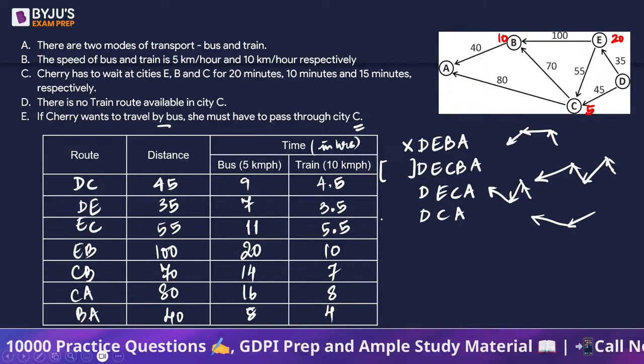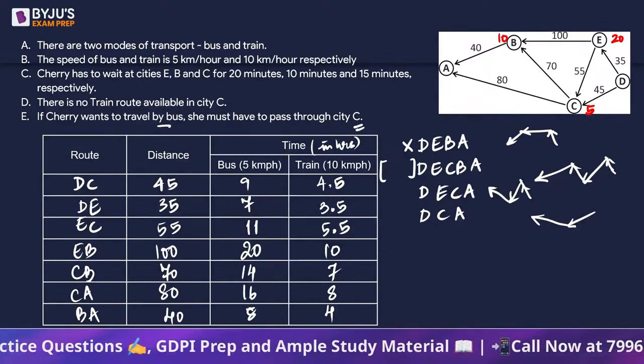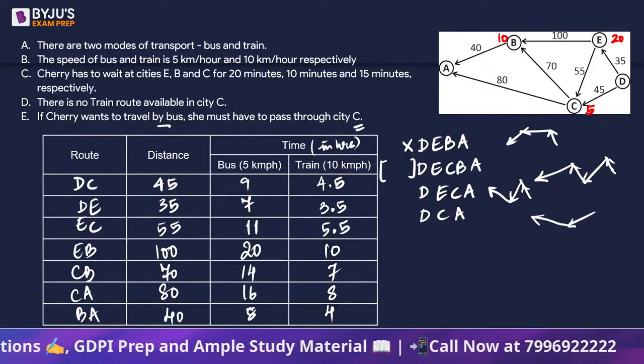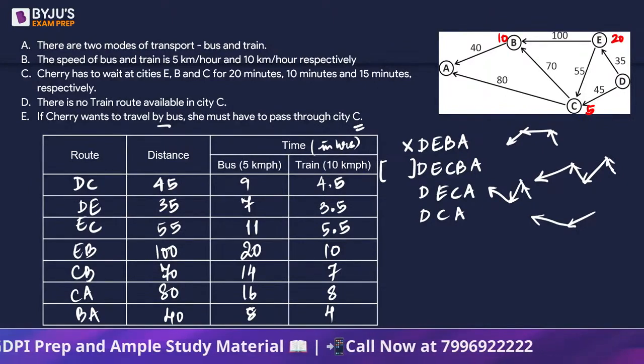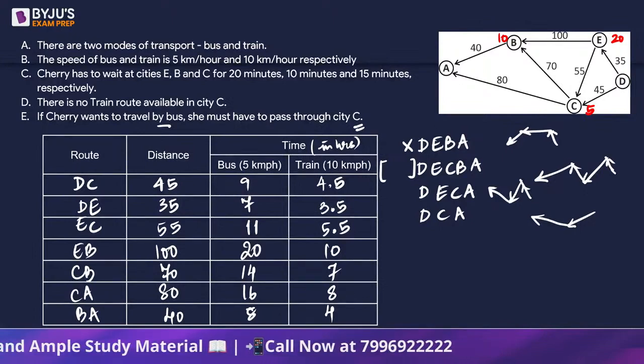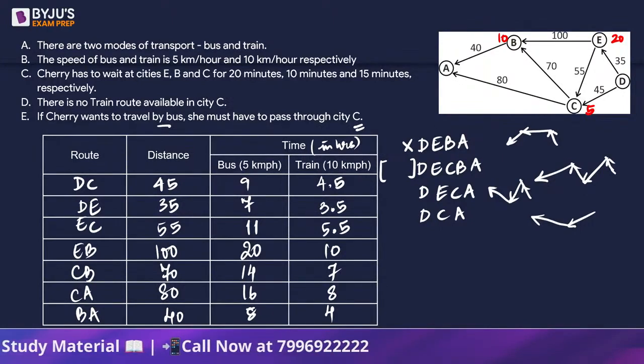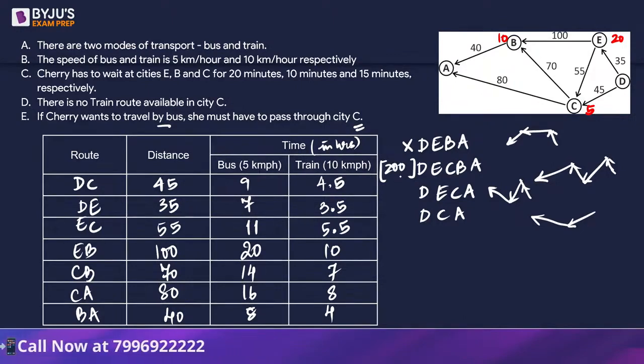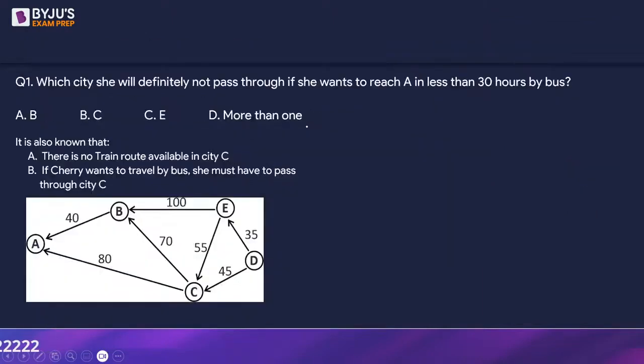Combination नहीं चाहिए, right? So DE is 35, EC is 55, so that is 90. CB is 70, so that is 160. 160 plus 40, this is 200 kilometers. 200 kilometers, if somebody is going to travel at the speed of 5 km per hour, will take 40 hours, to come se kam, right?